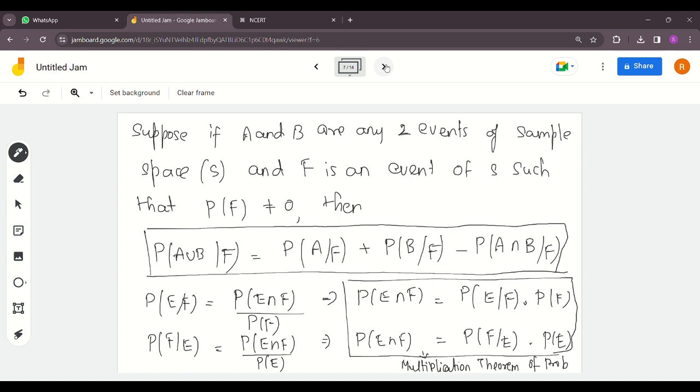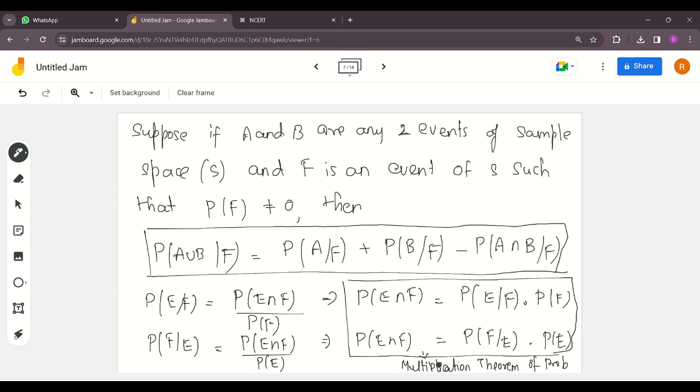Now we are using the two formulas that we learned already under conditional probability. P of E bar F equals P of E intersection F by P of F, and P of F bar E is nothing but P of E intersection F by P of E. Suppose the values of P of F and P of E are given in your question, and they ask you to find P of E intersection F.